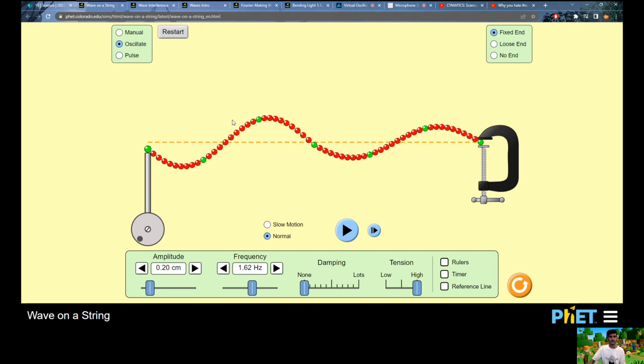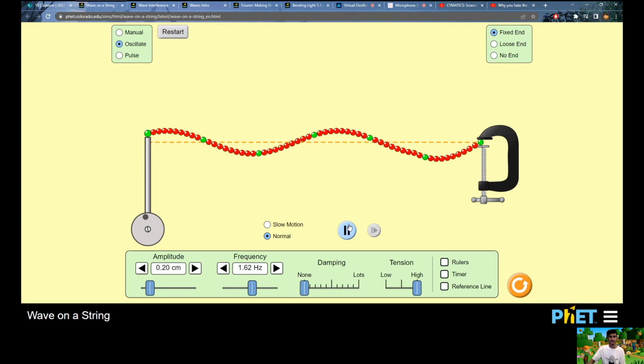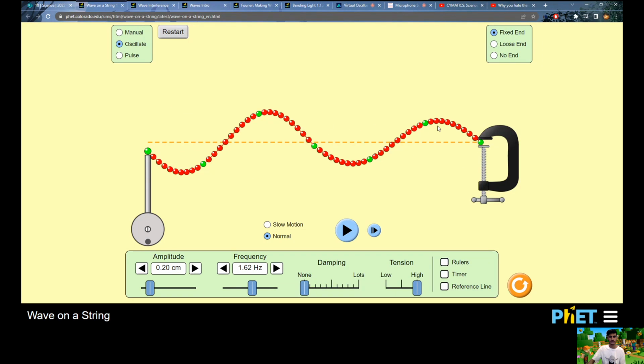moment, you can see that there are 2 crests and 2 troughs. That's 2 complete waves. And as I resume this, you can see that at this point, the amplitude gets bigger and bigger as a result of constructive interference. And those points we call antinodes.